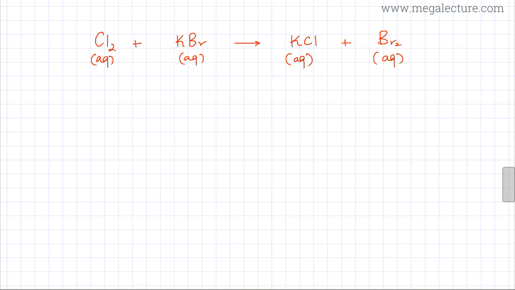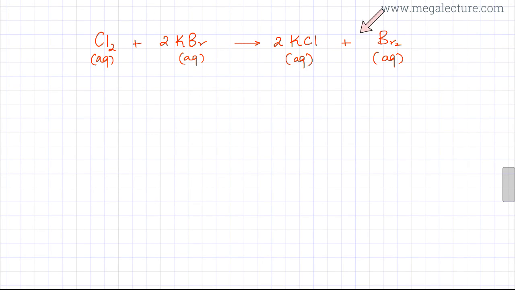We're going to construct the ionic equation for the reaction that I've written over here, where chlorine is reacting with KBr and it's producing KCl and Br2. It's not a balanced equation. To balance it, there should be 2 KBr and 2 KCl, potassium chlorides.